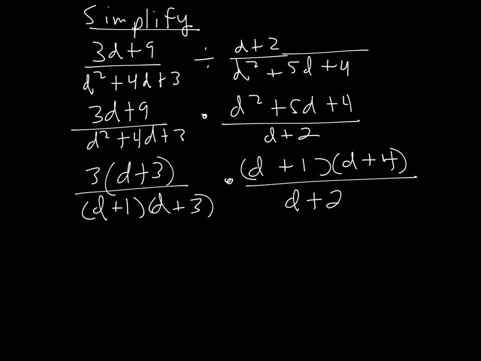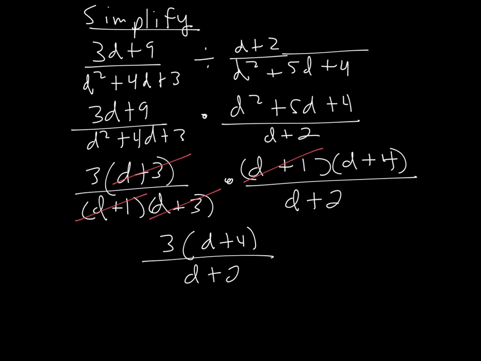And you kind of look around. Remember, you can cross things out either up and down or across. And I see a d plus 1 that goes away. I see a d plus 3 here that goes away. And that's it. Stare at it all you want. That's pretty much all you can do. Final answer, 3 parentheses, d plus 4 over d plus 2.